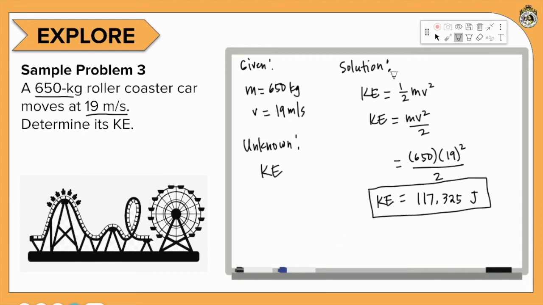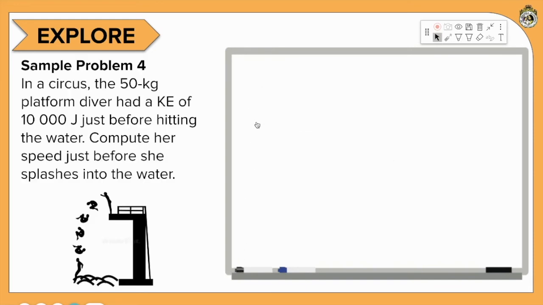Okay, so moving on to the last sample problem, number 4. So in here we have a circus. In a circus, the 50 kilogram platform diver had a kinetic energy of 10,000 joules just before hitting the water. Compute her speed just before she splashes into the water.